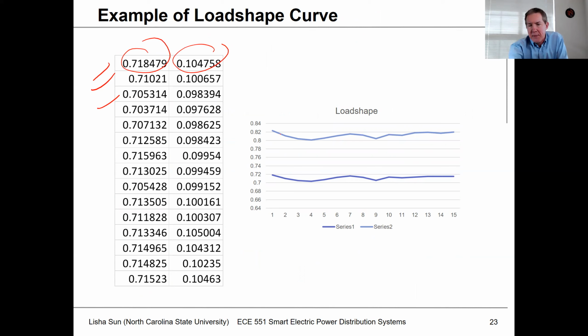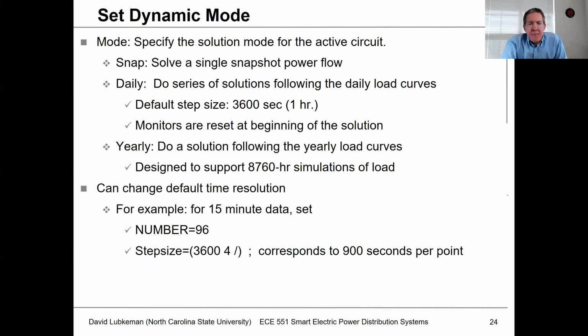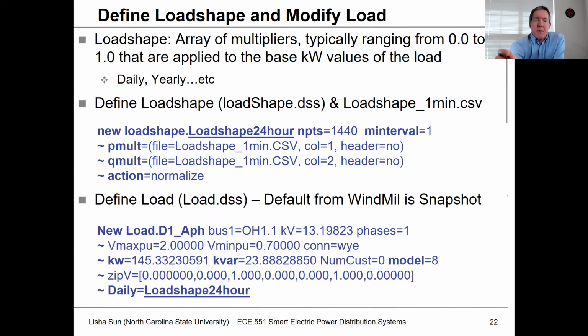In this case, this is just kind of showing the load shape during the day. It's not a huge deviation that I'm showing right here, because I'm only showing this for the first few points. I'm not showing it for the whole day. Then what you would need to do is define a load shape command within OpenDSS. And so this is going to go into a loadshape.dss file.